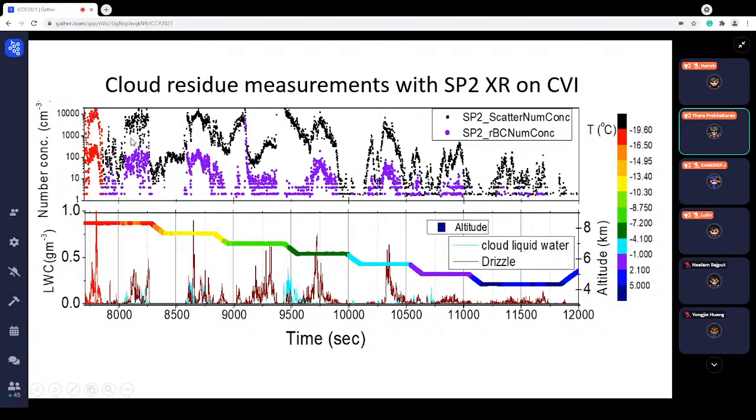So we have got some signal, and we can see that signal in each and every penetration, and it is reducing at lower and lower altitudes.